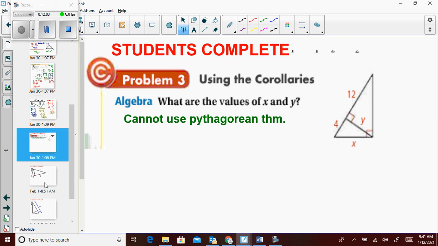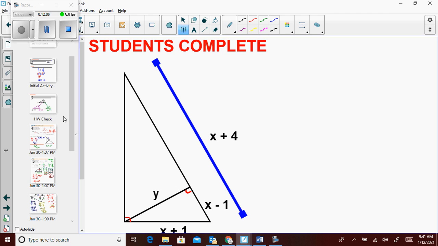Now you have some students complete. Work on those. We will go over them in class.